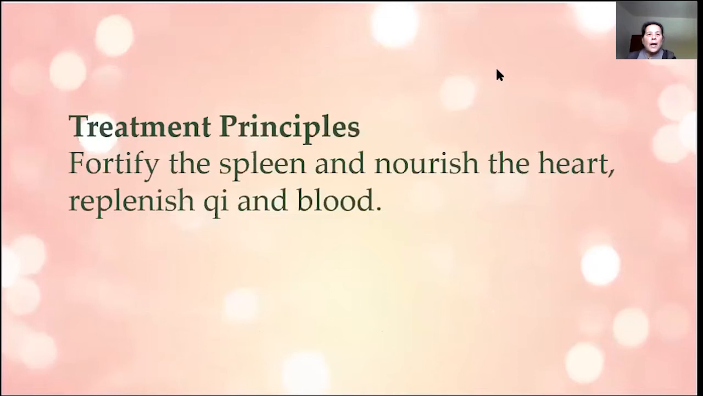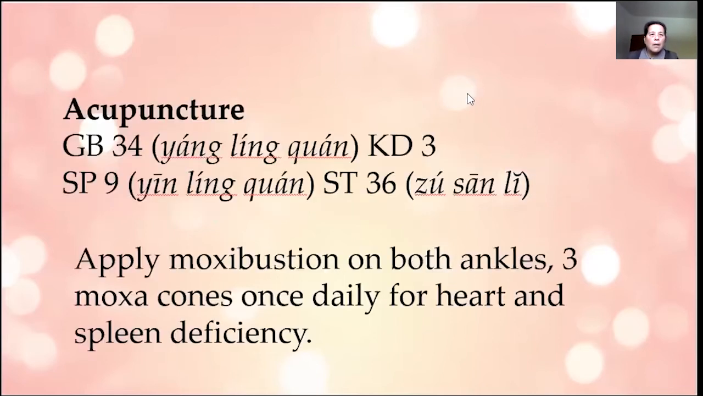Because the patient has speech problems, and speech function is related to the heart, we tonify the spleen and nourish the heart, and tonify qi and blood. For the points, we still use Gallbladder 34 because it is mainly related to tendons and the weakness in the limbs. We can still go to the kidney points, the source points, but mainly tonify qi and tonify blood. And we can still use moxa.